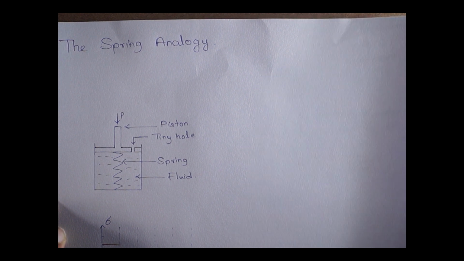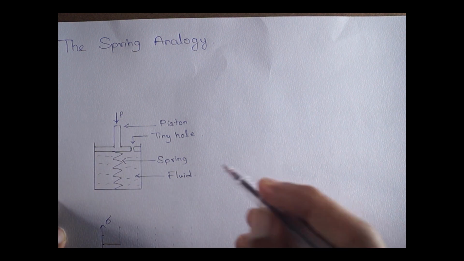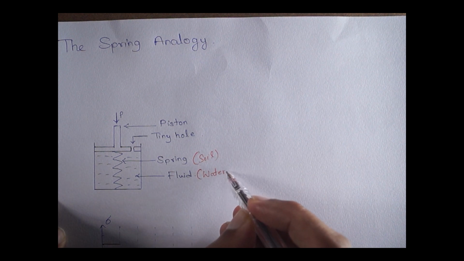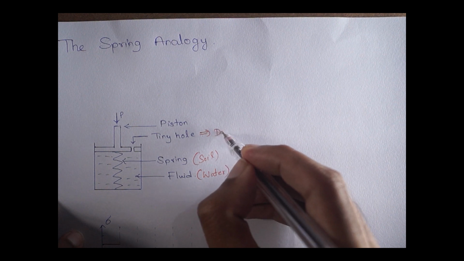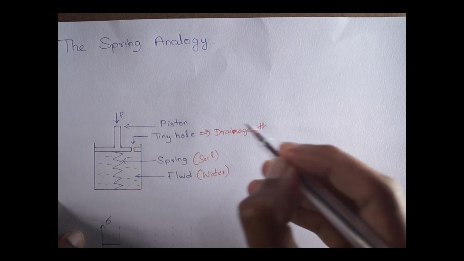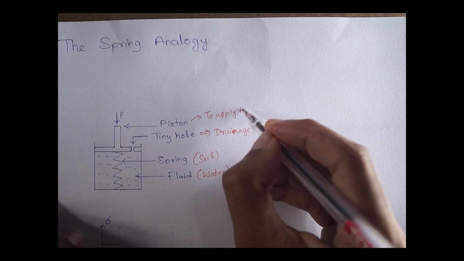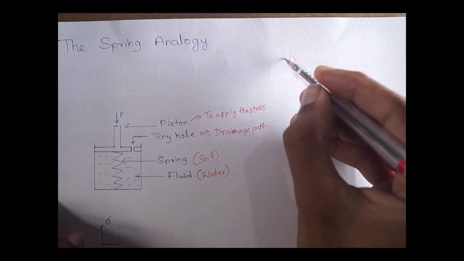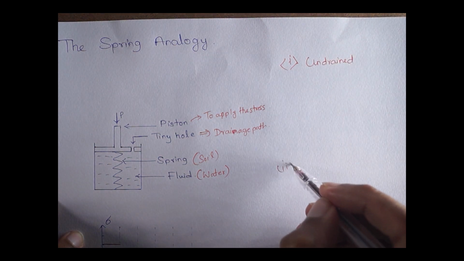Now this is a simple diagram where it represents a piston and a spring which is similar to the soil, the fluid which is similar to the water present. The piston hole, so the tiny hole here will be the drainage path, and the piston is to apply the stress. So this test can be performed in two conditions, which is undrained, the second one is drained.